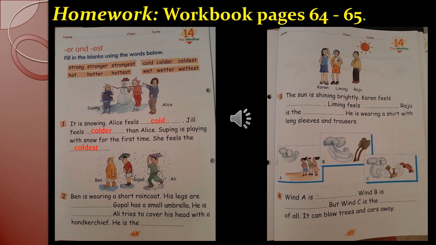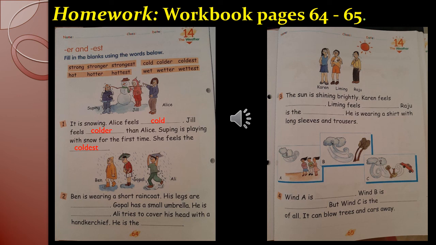So is it comparing 2 or 3 things? I don't think so. If we keep reading, his legs are blank. Gopal has a small umbrella. He is blank. And number 3, Ali tries to cover his head with a handkerchief. He is the blank.